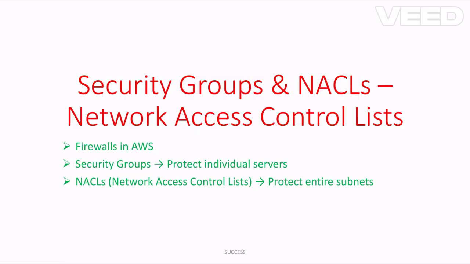On the network side, you have security groups and network access control lists. Security groups act like firewalls for your servers, while network access control lists, or NACLs, protect entire subnets. Together, they control what traffic comes in and goes out.